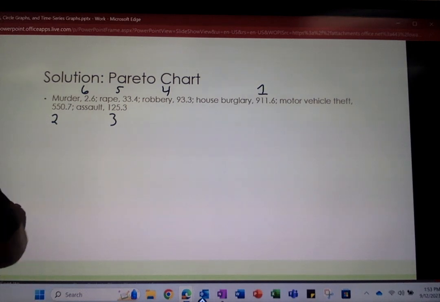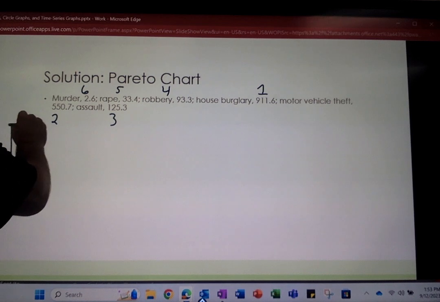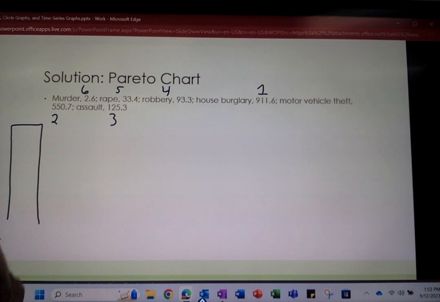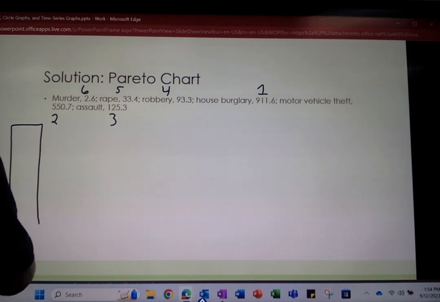So I'll start here. And notice I'm not labeling these by much, or quantifying the level with a y-axis. I'm just showing, in a proportional way, the differences between the six categories. So again, this first one is house burglary.